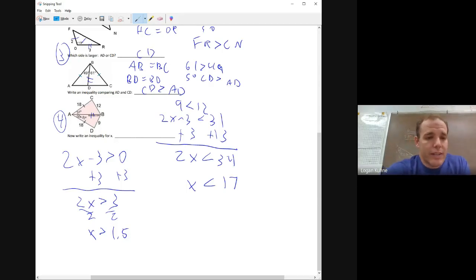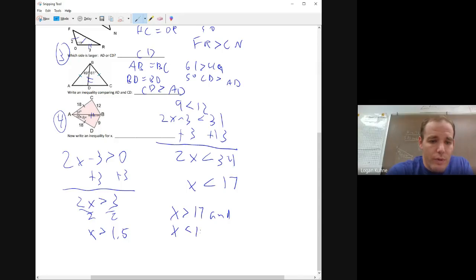This is where we're starting to get into a little bit tougher. It's not a hard idea, but we do know x has to be bigger than 0. We know 2x minus 3 has to be bigger than 0, so x is bigger than 1.5. So you can write it: x is less than 17 and x is greater than 1.5. Or you can do it the efficient, nerdy math way where it's 1.5 is less than x, which is less than 17.